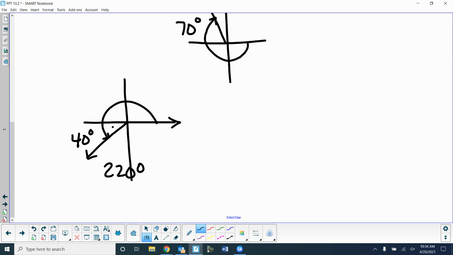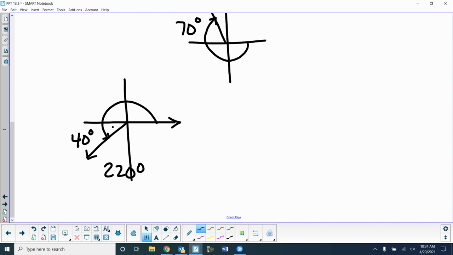Number 19, the sine is negative the square root of 5 over 5. The cosecant is negative the square root of 5. Cosine is 2 times the square root of 5 over 5. The secant is square root of 5 over 2. The tangent is negative 1/2. The cotangent is negative 2.